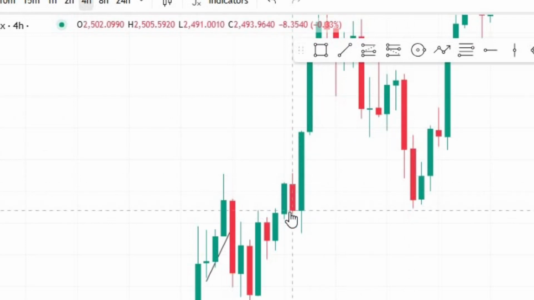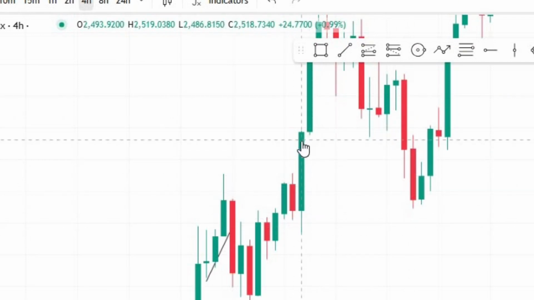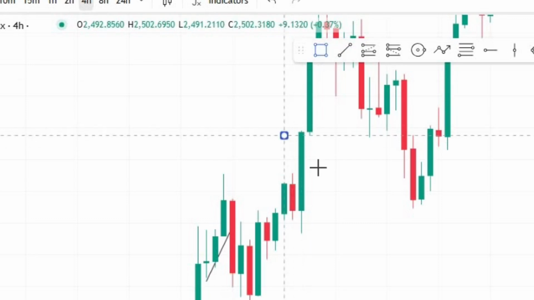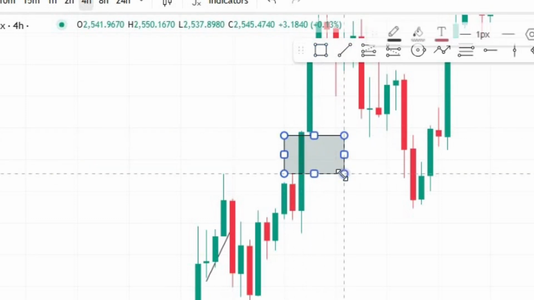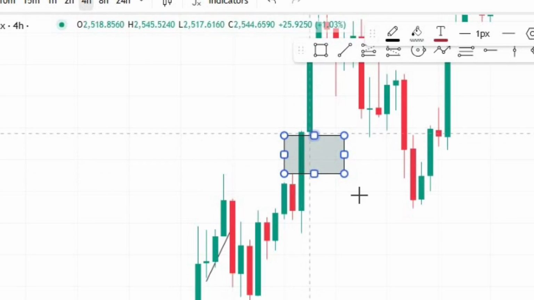You can see here, this is a small candle, then a massive buy. Okay, and this is a fair value gap. You can see space between the first candle and the third candle.